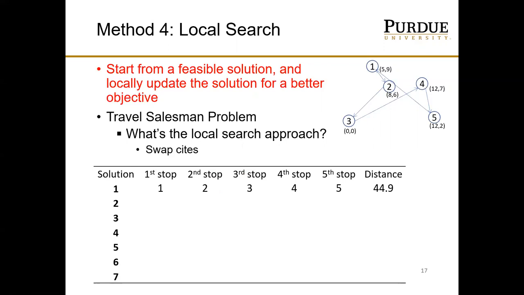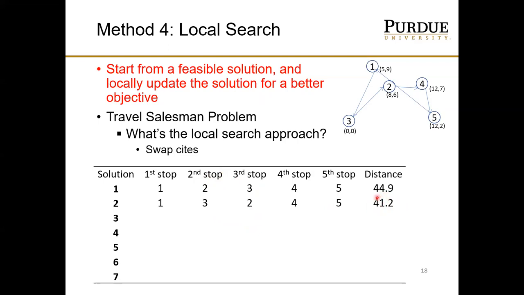I don't know your ID, but one student said that we can use the least distance town first. That would be the greedy approach, right? But here, it's another method. We can swap the cities first. For example, we can swap the 2nd and 3rd one. So we can generate one simple solution, right? You can see that we just modified a little of the solution, we just swapped the 2nd and 3rd stops. But you can see that the distance somehow is reduced.